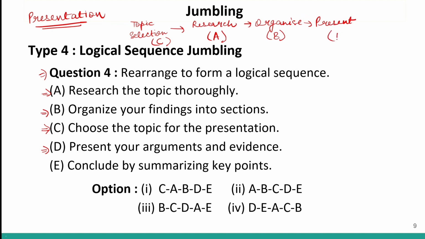So this is D, right? And after presenting it, I will conclude it using summaries and key points. So we will conclude by summarizing key points. So E will come last. So my logical sequence will be C, A, B, D, E. C, A, B, D, E is in option number 1. So the correct sequence will be option number 1. Clear?